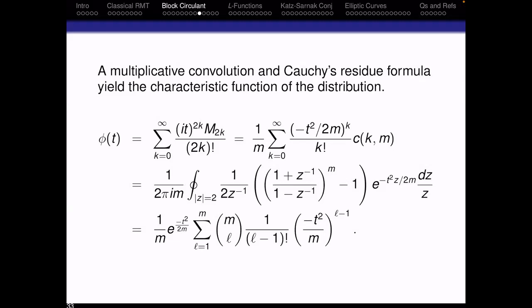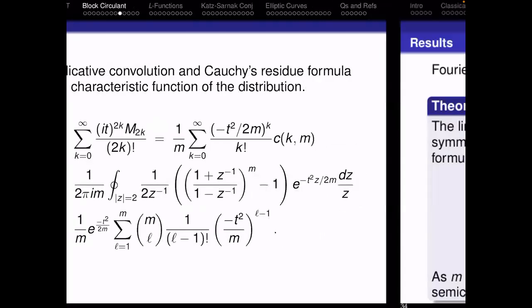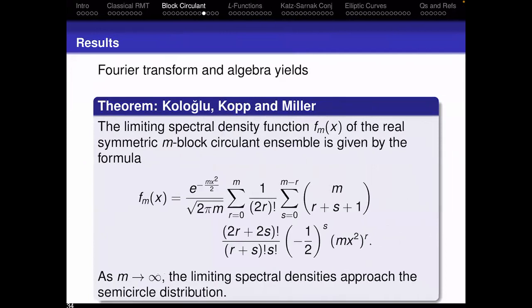And so when the dust settles, we have the following for the Fourier transform. So this is not the density. We need to somehow invert this. So if we invert this, using some standard techniques, we get an explicit formula. And so if I have a period m, this is my expression.